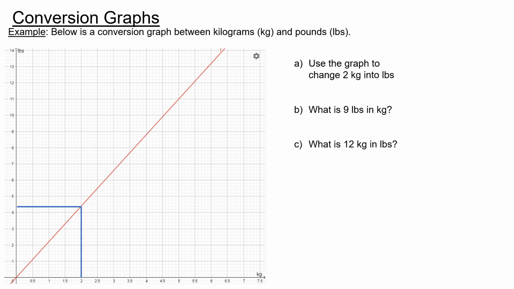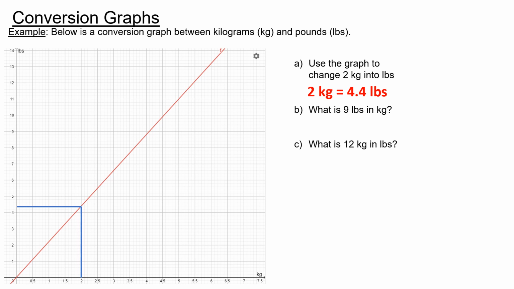We can see that in 5 small squares, the graph is going up on the y-axis by 1 unit, by 1 pound. So that means every small square must be worth 0.2. So if we are 2 squares above 4, that will leave us at 4.4. So we can say 2 kilograms is 4.4 pounds.